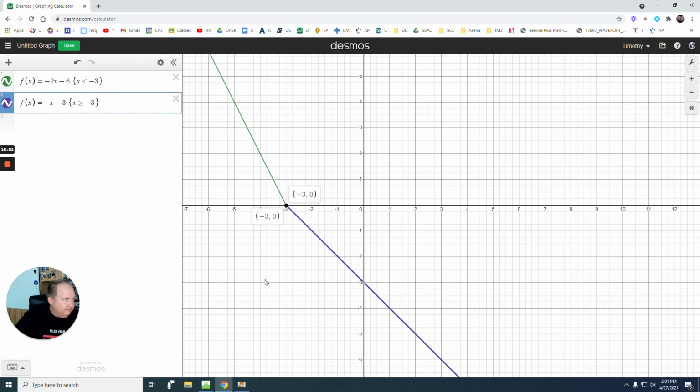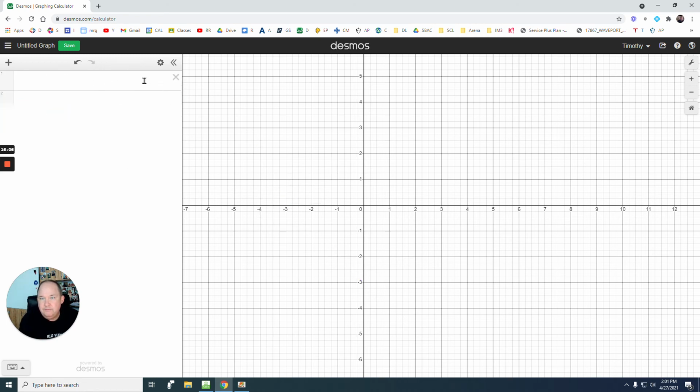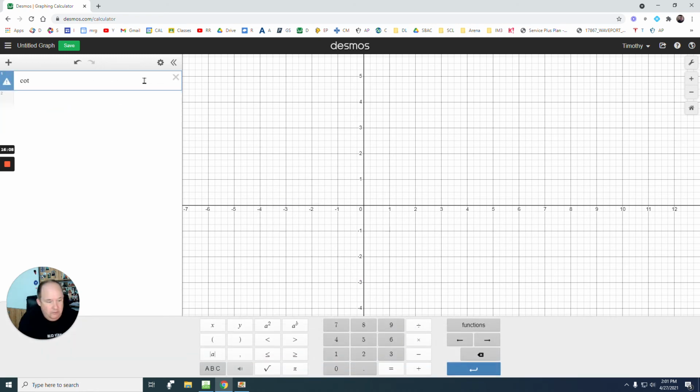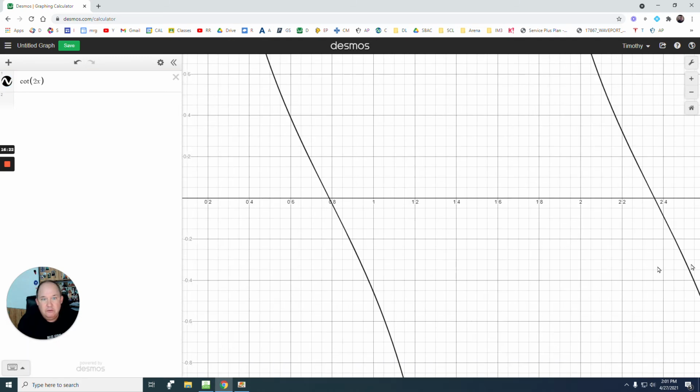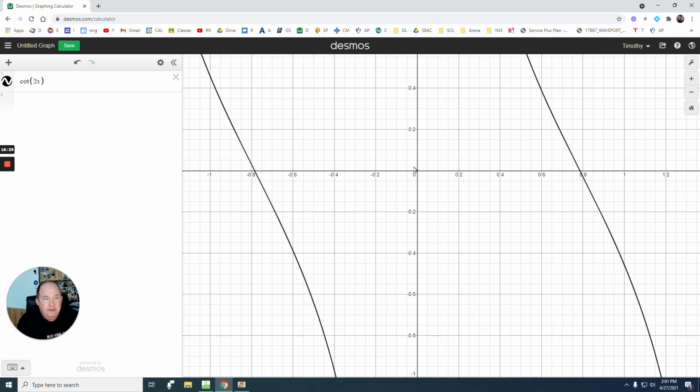Number 19. Cotangent 2x. Now, if I want to know what's happening at 0, from the left, it's going down when you just look at 0. So if I just zoomed in on 0, from the left, it's going down. So it's negative infinity. Let me put this back like this.